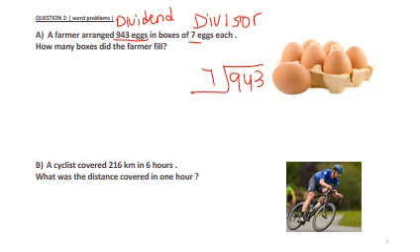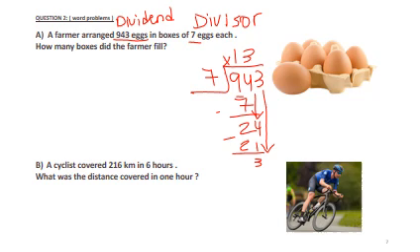943 divided by 7. So we take the 9. 9 divided by 7, it's 1. So 7 times 1, it's 7. We subtract. It's 2. We bring down the 4. 24 divided by 7, it's 3. 3 times 7, it's 21. We subtract, that's another 3. So we bring down the 3. 33 divided by 7, it's 4. 7 times 4, which is 28. We subtract, the remainder is 5.